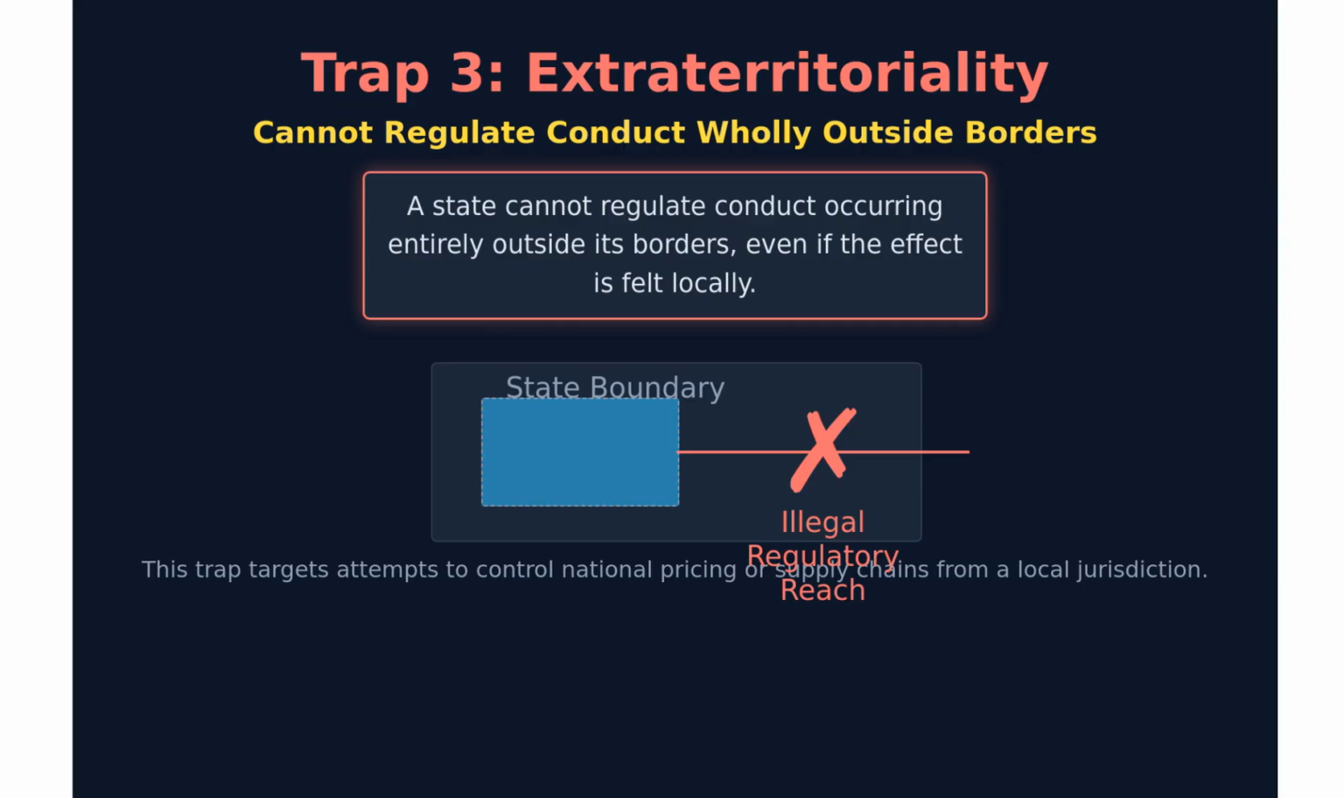States often attempt to use their local market power to dictate terms for national transactions, such as setting price caps for goods manufactured and sold entirely elsewhere, or mandating specific supply chain behaviors that originate outside the state. If a state law attempts to govern activity outside its territory, it runs afoul of the Dormant Commerce Clause because it is effectively regulating interstate commerce beyond its legitimate sphere of authority. Think of it as an overreach of regulatory reach. If the line of regulation extends past the state boundary, it is likely invalid under the extraterritoriality doctrine.